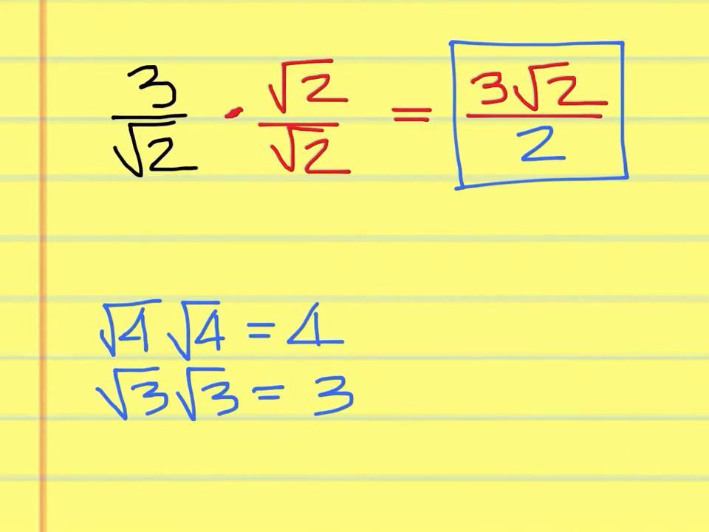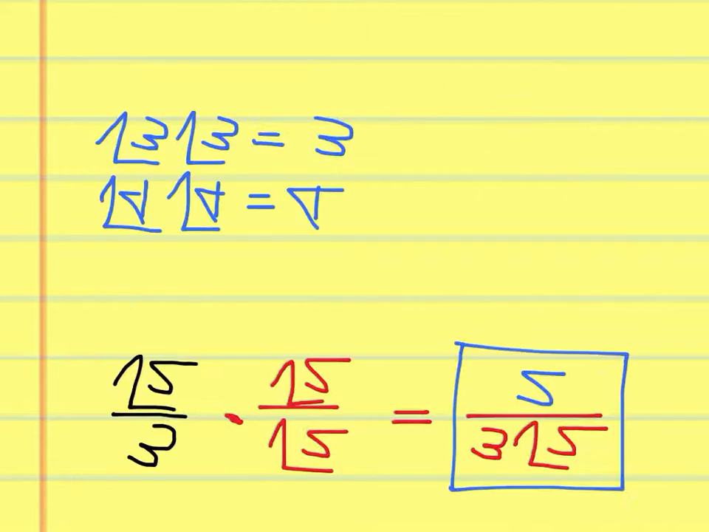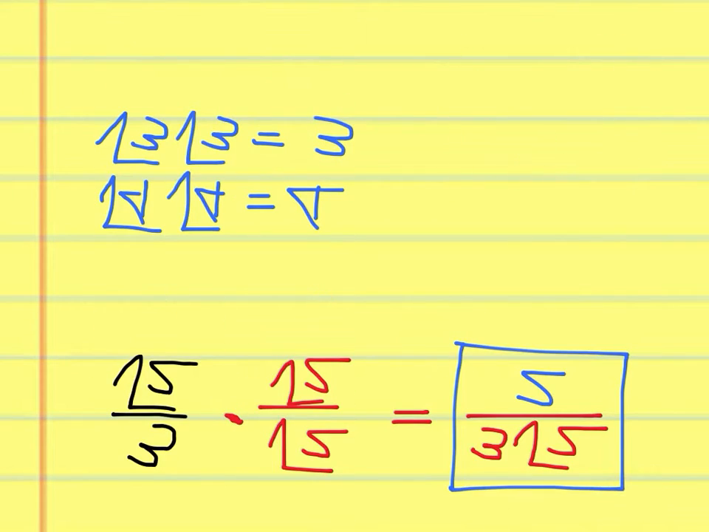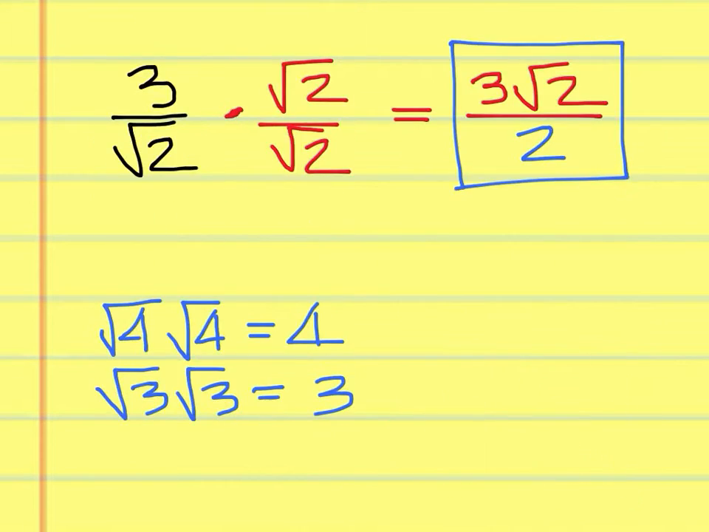This one is 4 over the square root of 3. And to get the square root of 3 off of the bottom, you must multiply the top and the bottom by the square root of 3. So you end up with 4 square root of 3 over 3.